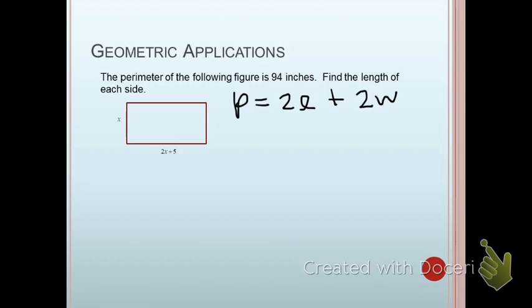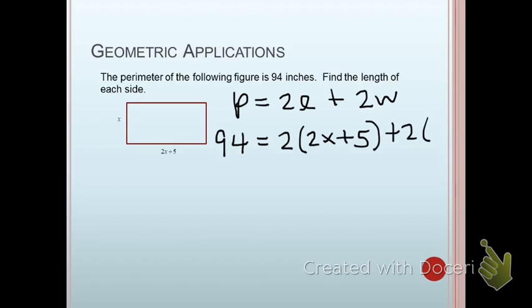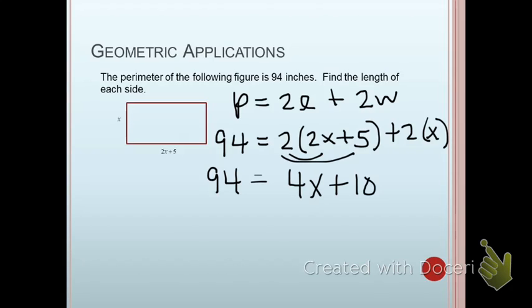All right, let's go ahead and substitute what we know in for P, L, and W. We know that the perimeter is 94, so we have 94 equals 2 times the length, which is 2x plus 5, plus 2 times the width, which is x. Let's simplify the right-hand side. We'll have 94 equals 2 times 2x is 4x, 2 times 5 is 10, plus 2 times x is 2x.